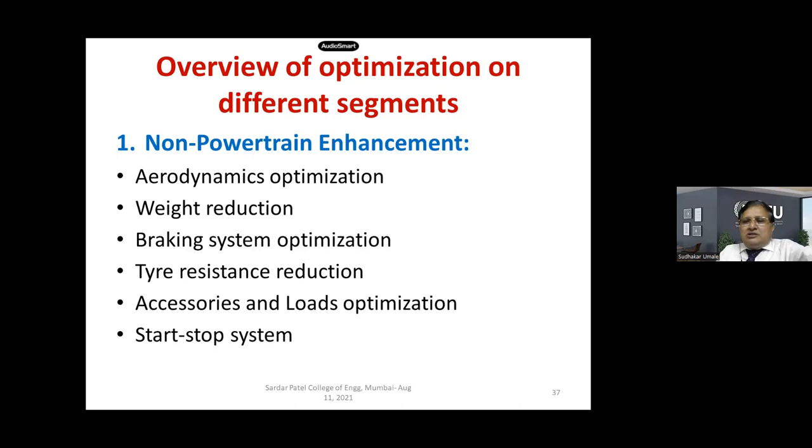Passenger cars can be designed in such a way that there is very little air resistance on the moving car. As we have very little resistance on the car surfaces, there will be lesser fuel use, and therefore emission generation is very low. Second is weight reduction.